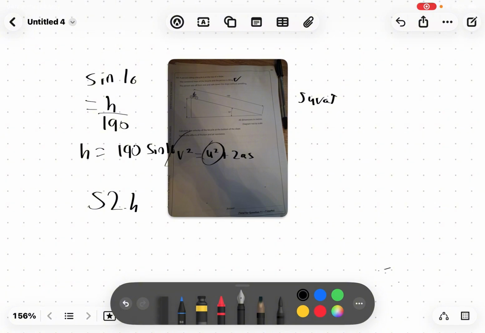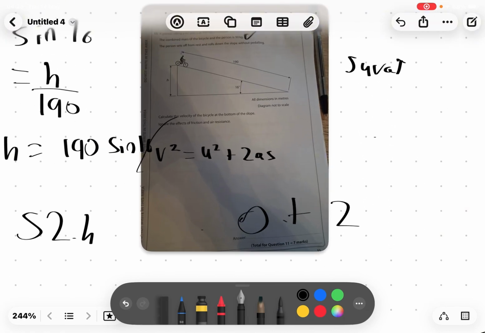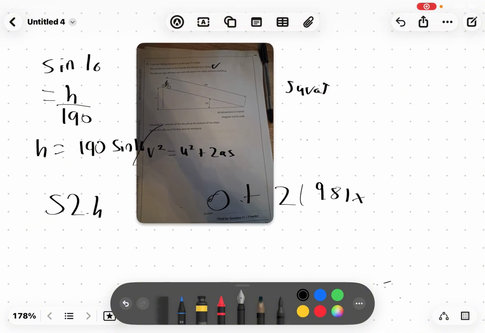So the initial velocity is 0 because it was at rest, plus 2 y2. Why is there 2? Where did they get 2 from? Oh no, that's just, yeah, never mind. 2 is the actual acceleration. Oh, they didn't use the acceleration, they used the gravity. But I guess it's kind of the same thing because gravity pulls and acceleration pulls. So, yep.